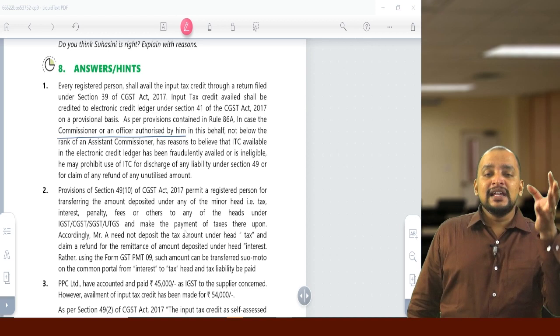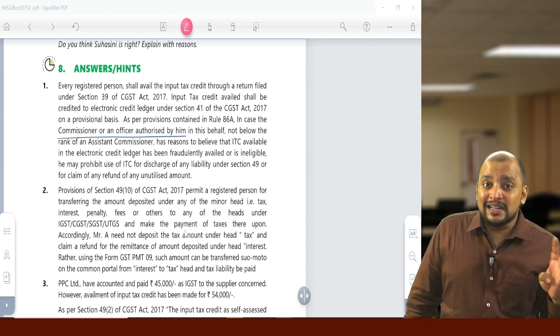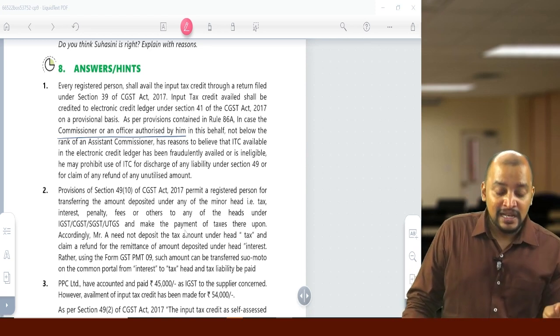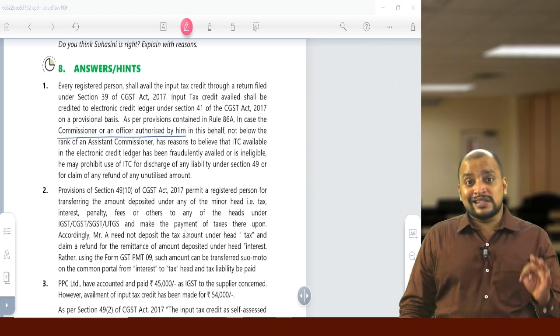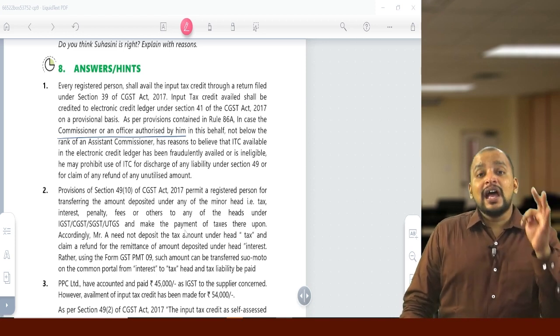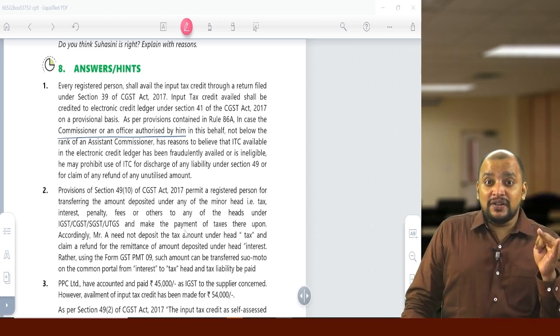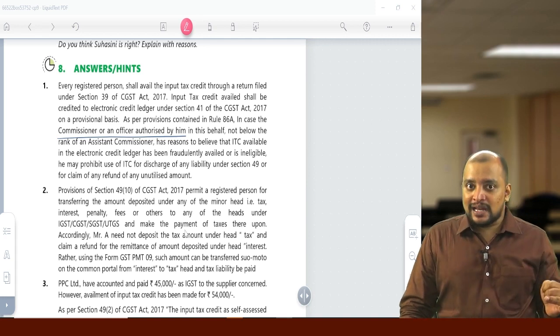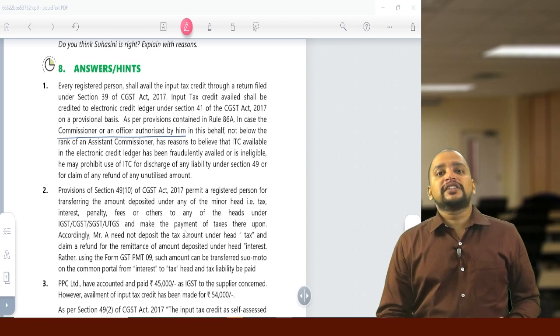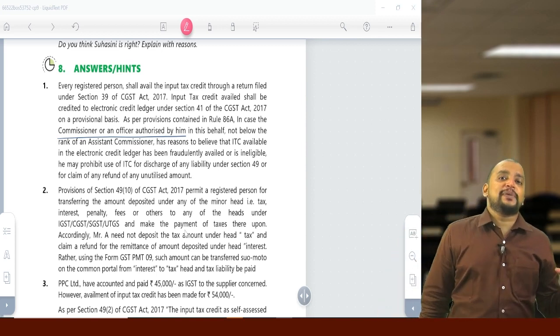5 cases: supplier not in existence or not doing business from the place where they have obtained registration, recipient not in existence or not doing business from the place where they have obtained registration, and input tax credit availed against an invoice which is missing, or ITC availed without actual receipt of goods or services, or the 5th case, the supplier has not paid the tax.